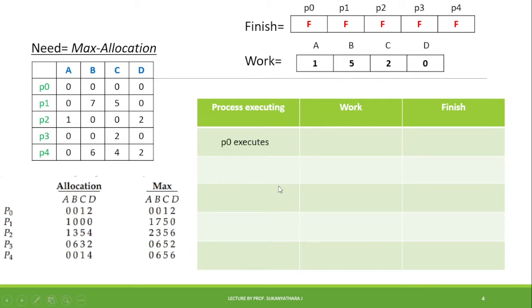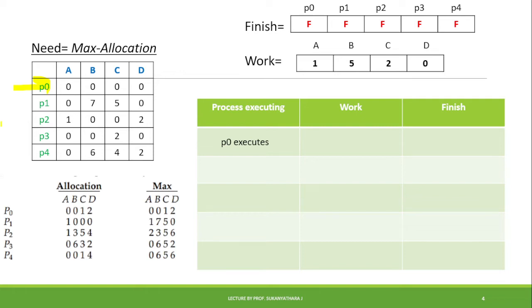So now we will look at the need matrix. We have to find a process Pi such that the need of that process is less than or equal to work. So in simple terms, we can allocate resources to a process if its requirement is less than or equal to available free resources in the system.